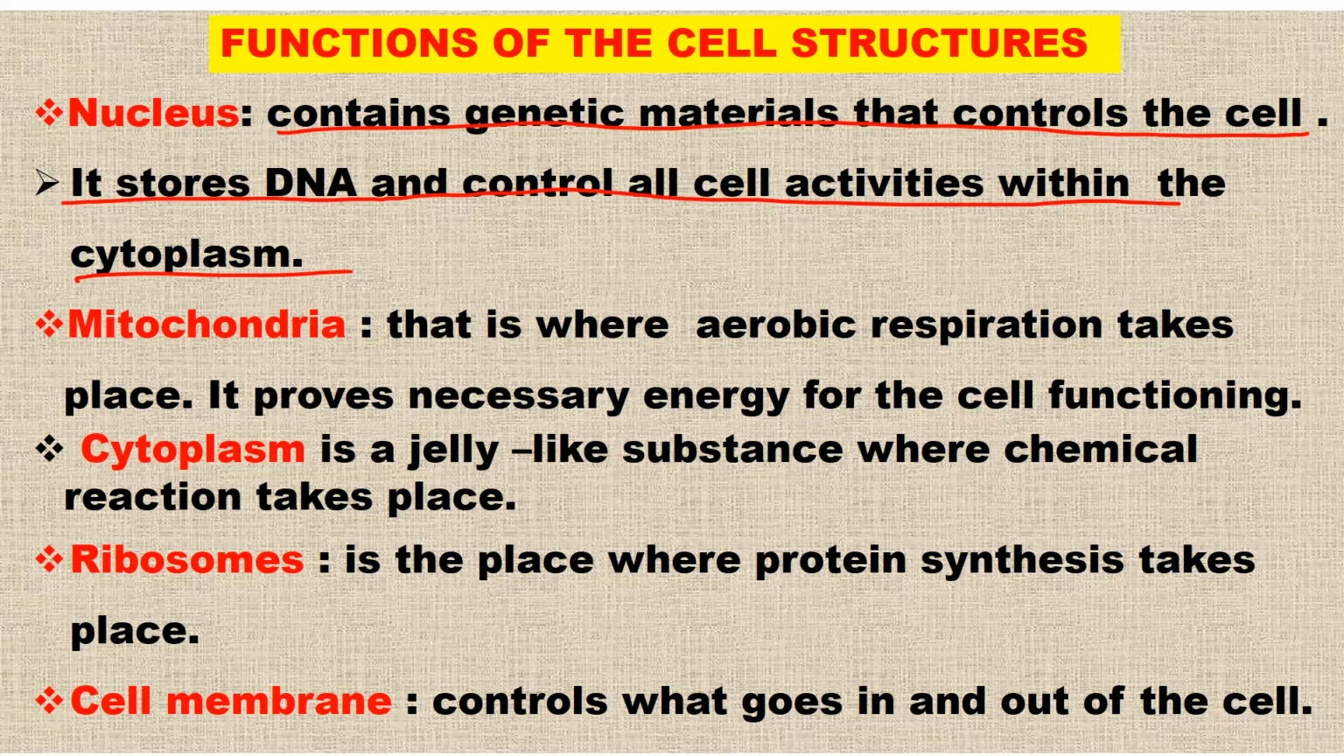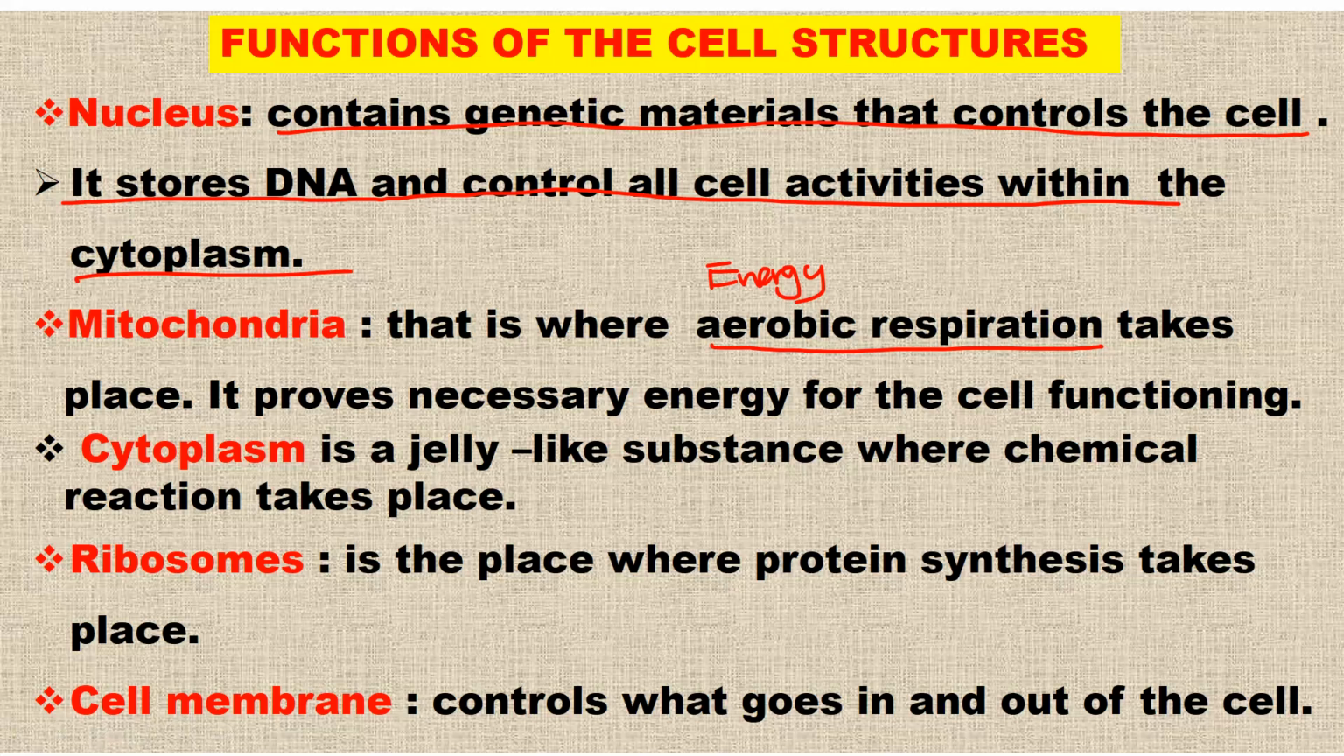Then the mitochondria, that is where aerobic respiration takes place. So the key thing: aerobic respiration takes place, or that is where energy is produced. These parts are very important, you need to understand their functions, because in questions you find these parts. It provides necessary energy for the cell functioning. So the mitochondria is where aerobic respiration takes place, and it provides necessary energy for cell functioning.